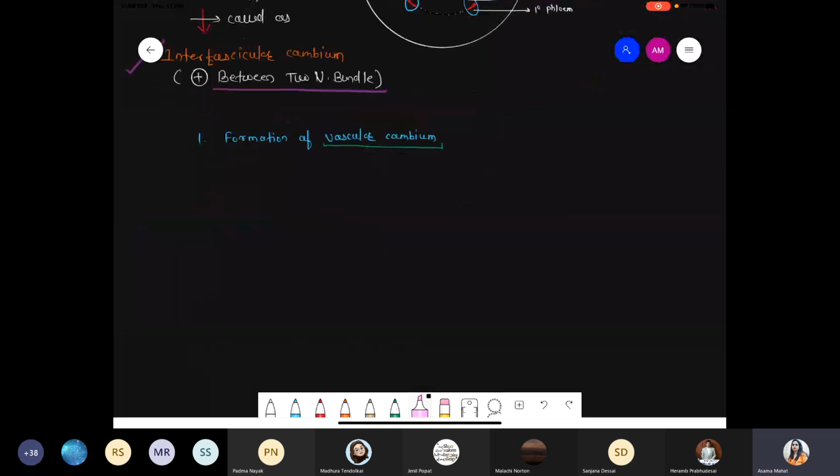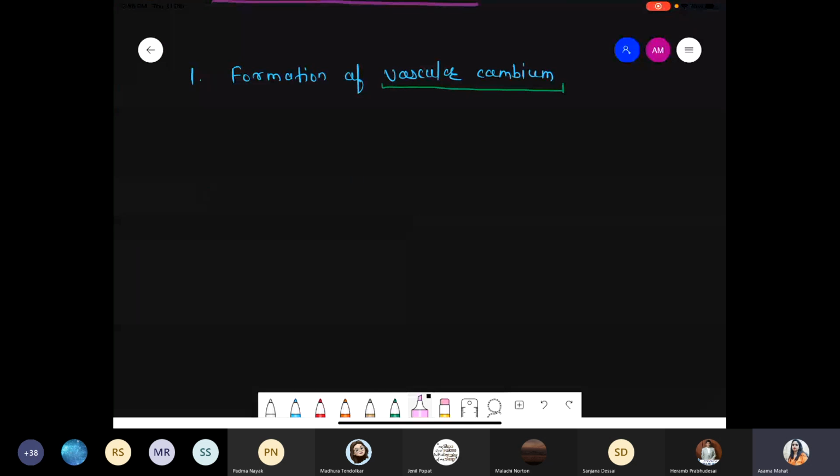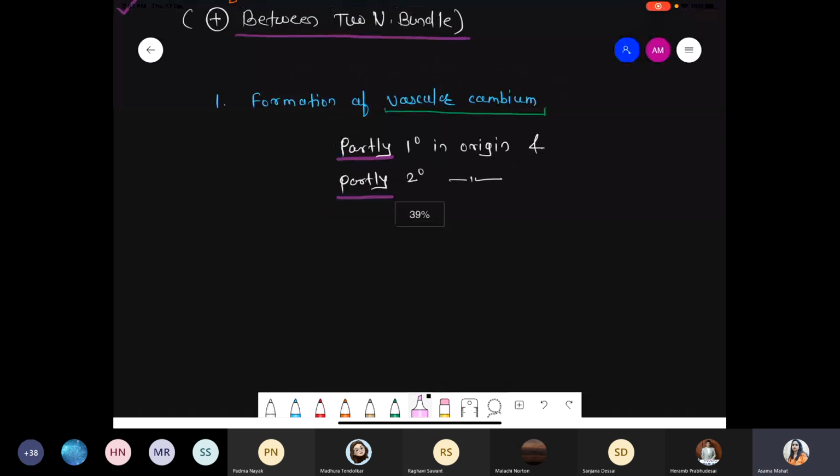So next part, we are talking about formation of the vascular cambium. Very, very important. Now, remember this point. The vascular cambium is partly primary in origin and partly secondary in origin. We are using the specific word partly, means partially. So what is the meaning of that? Primary in origin and secondary in origin.